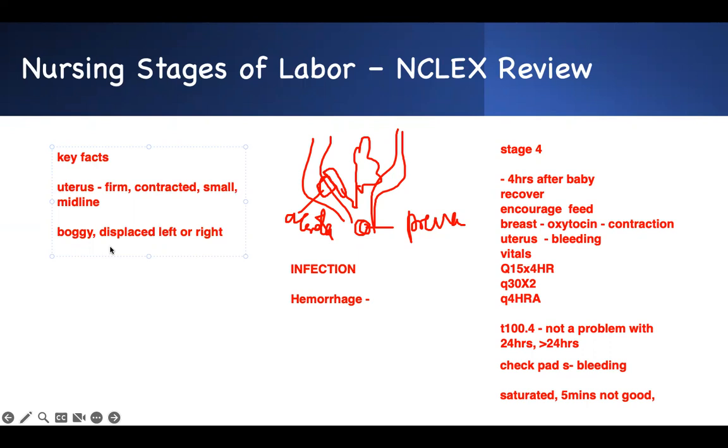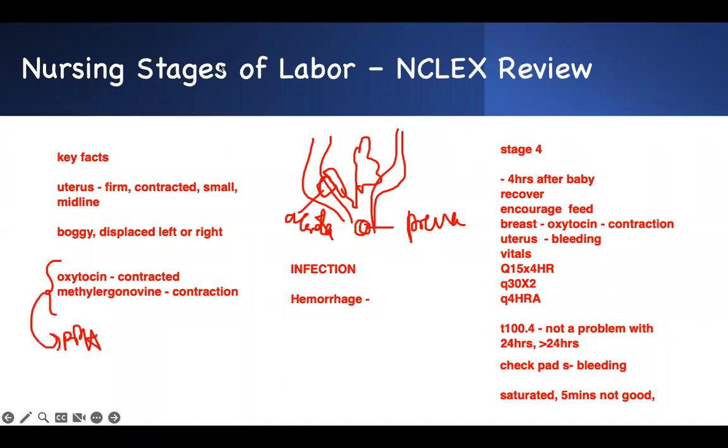Okay. If it doesn't happen, sometimes we give the medication, oxytocin, or we give methylergonovine to help contract it. This will prevent bleeding. And this is what we use for postpartum hemorrhage. This is postpartum. It's a PPH, hemorrhage. The same thing. You give it to them to contract it.